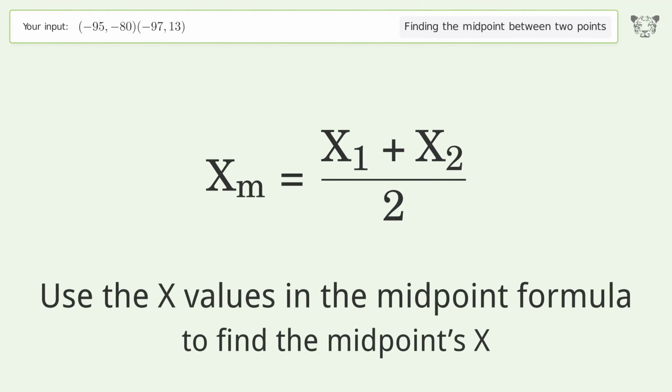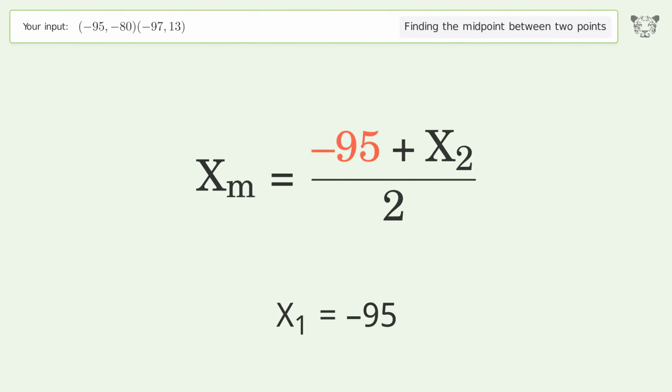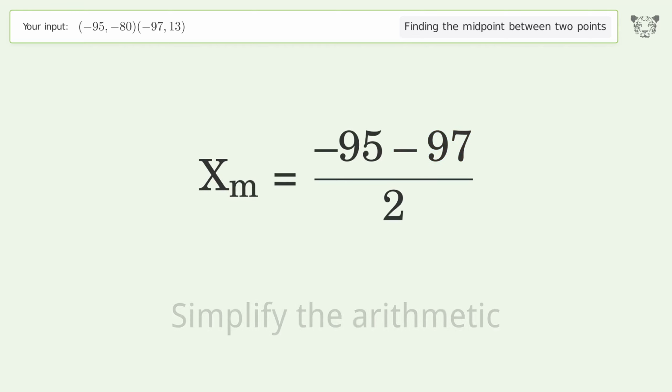Use the x values in the midpoint formula to find the midpoint's x. x1 equals -95. x2 equals -97. Simplify the arithmetic.